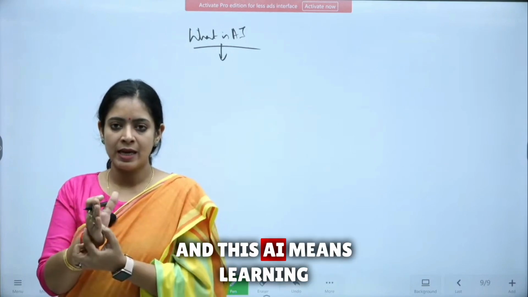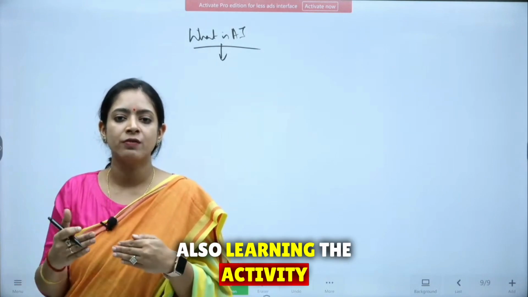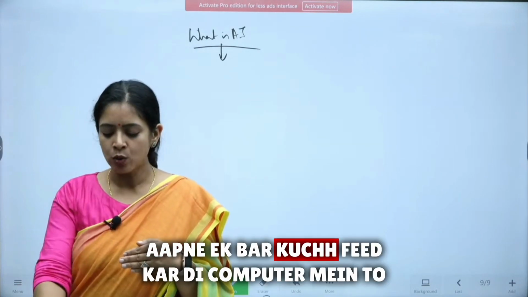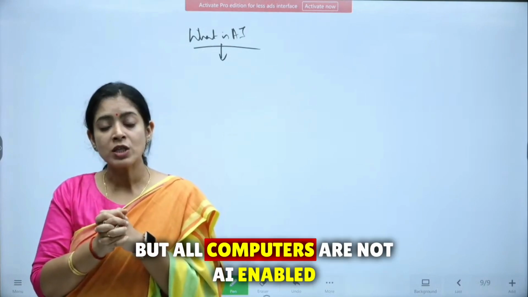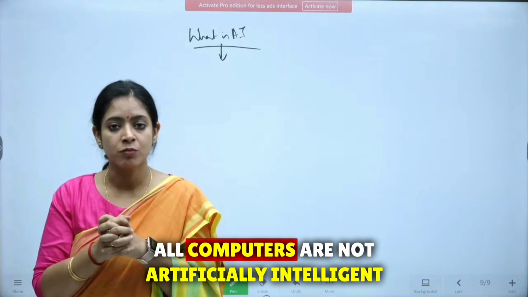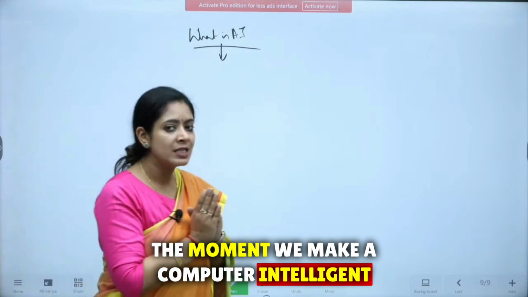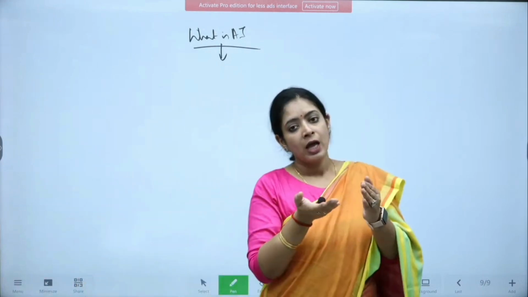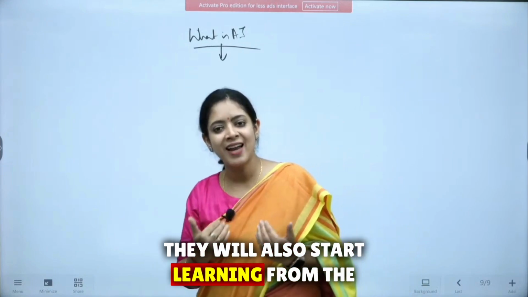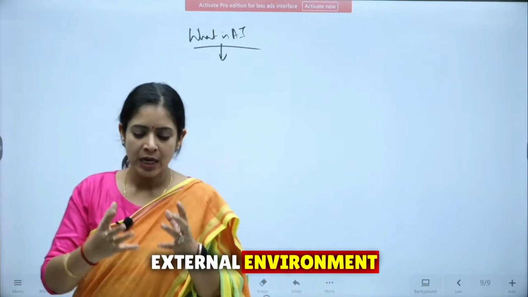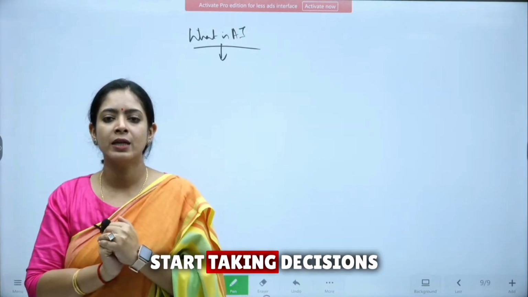And this AI means learning, also learning the activities. आपने एक बार कुछ चीज़ फीड कर दी कंप्यूटर में तो कंप्यूटर भी कर लेता है, but all computers are not AI enabled. All computers are not artificially intelligent. The moment we make a computer intelligent, this means that the computer will also learn more. They will also start learning from the external environment, creating their own algorithms and start taking decisions.